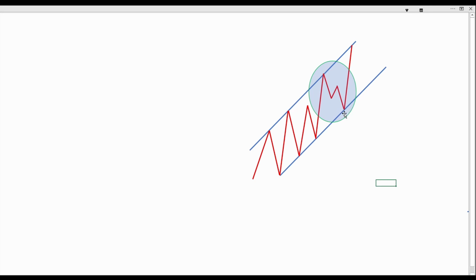Our entry point is to enter here after it bounces from this support level. And that's the way I trade this. Usually this is going to be my entry point here. I'm going to ride the trade up until it touches the other side of the channel.